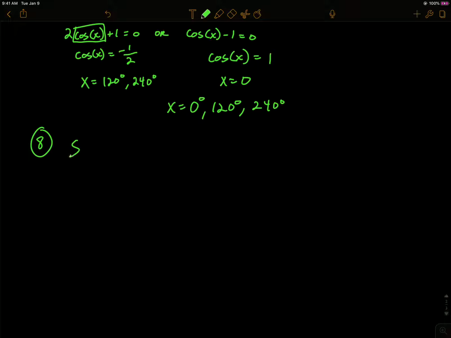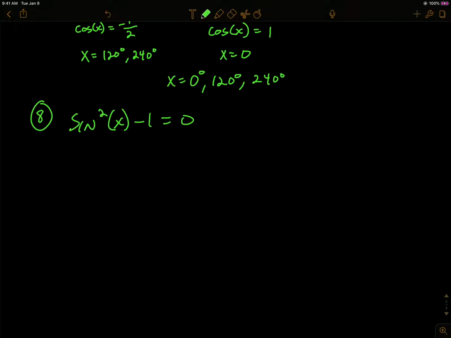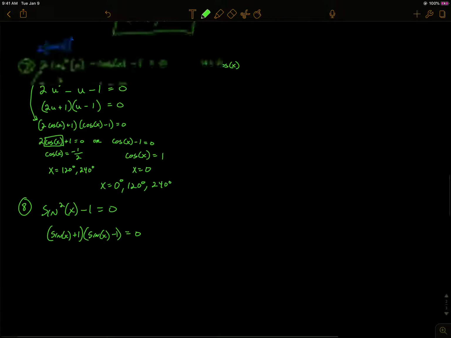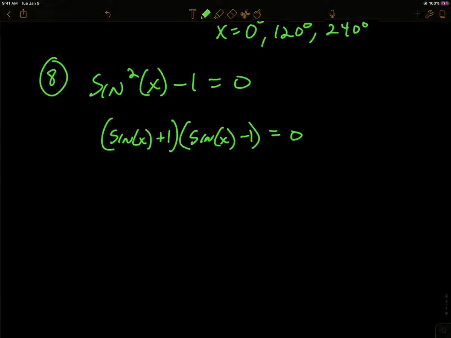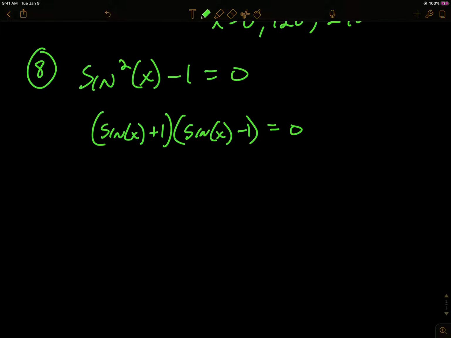Number 8 is going to be sine squared of x minus 1 equals 0. So we're going to factor this into sine of x plus 1 and sine of x minus 1 equals 0. And then it's the same thing as number 6. I just wanted to show you that it's a difference of two squares. We factor it, and then we would finish it like number 6.